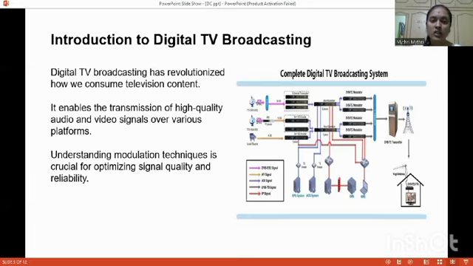Digital TV broadcasting has revolutionized how we consume television content. It enables the transmission of high quality audio and video signals over various platforms. Understanding the modulation techniques is crucial for optimizing the signal quality and reliability. As shown in the figure, complete digital TV broadcasting system.